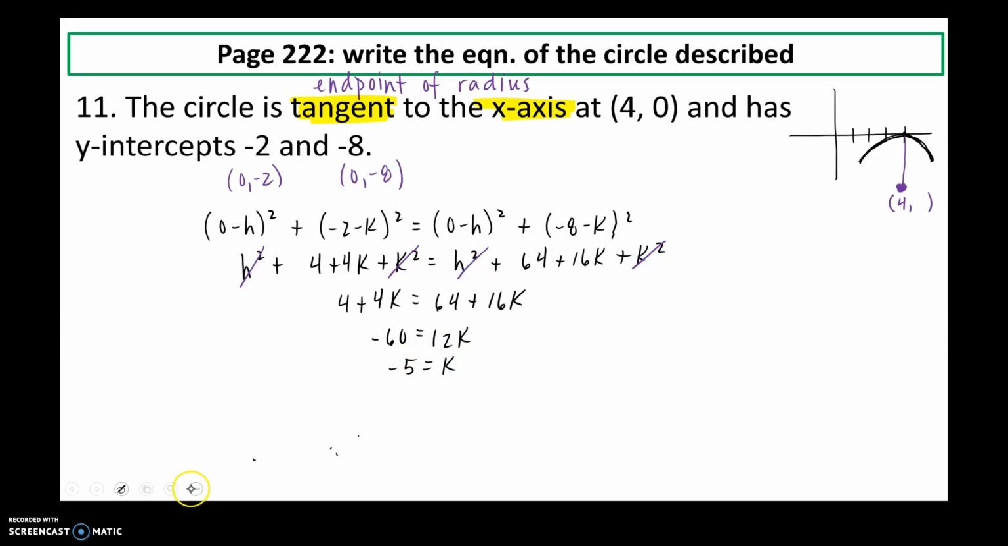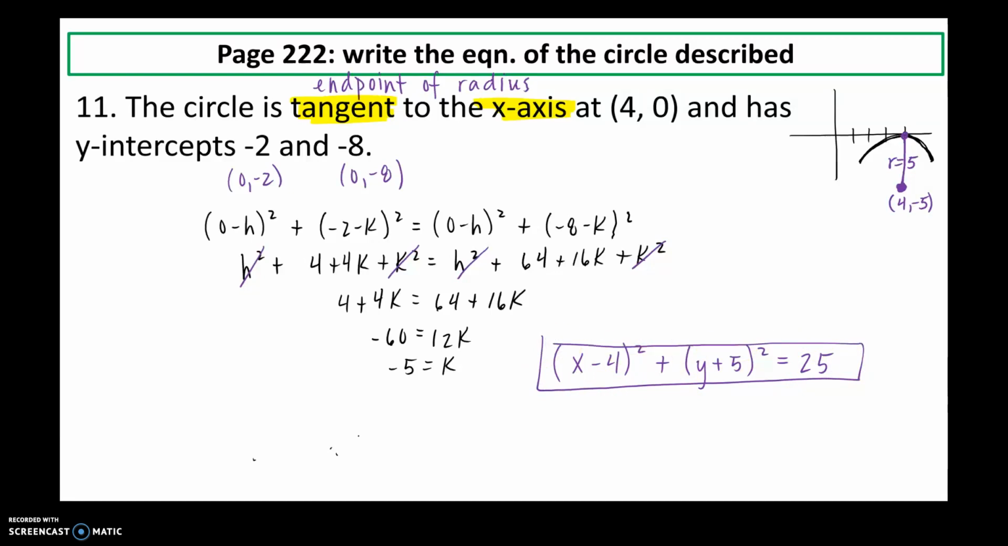So now I have my y-coordinate of my center to be negative 5, and furthermore, I know what my radius is here. If I'm saying that the point of tangency is the endpoint of a radius, and I know what my center is, then my radius has to be equal to 5 units. So putting that information together, (x - 4)² + (y + 5)² has to equal 25 because my radius is equal to 5. So there's the equation of the circle.